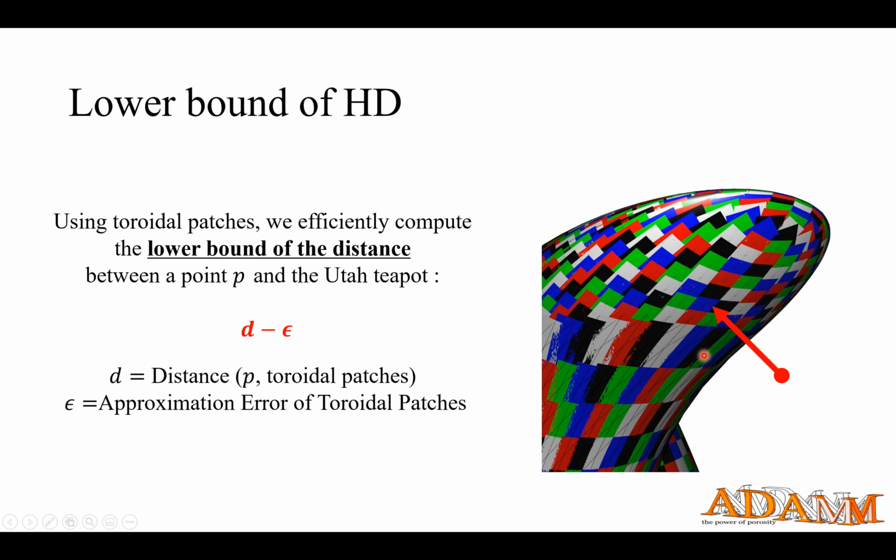To be specific, by projecting a point to the toroidal patches, we can find the lower bound of the minimum distance from the point to the model.